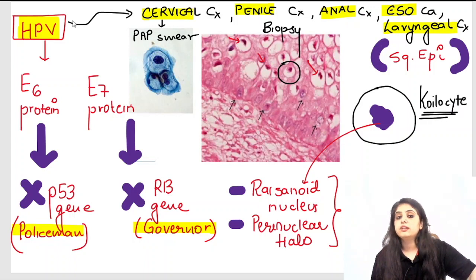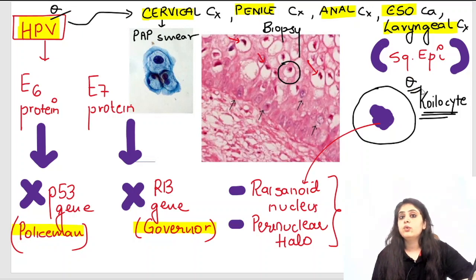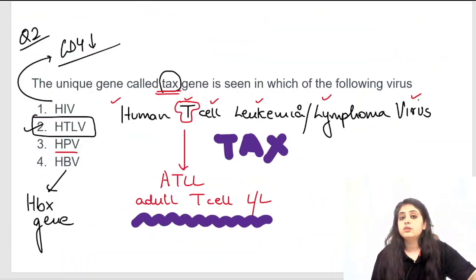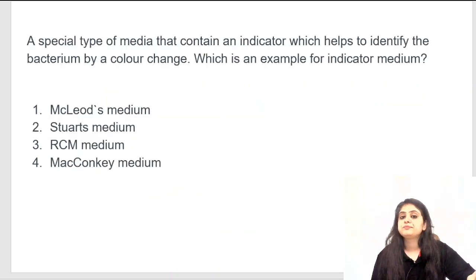So they will ask you that with human papilloma virus, which is the cell that you see? That is a coelocyte. So this cell is a coelocyte on a pap smear. These cells are coelocytes on a biopsy. So yes, those can be questions with regard to the other options mentioned. Let's move on to the next question, guys, which happens to be this.